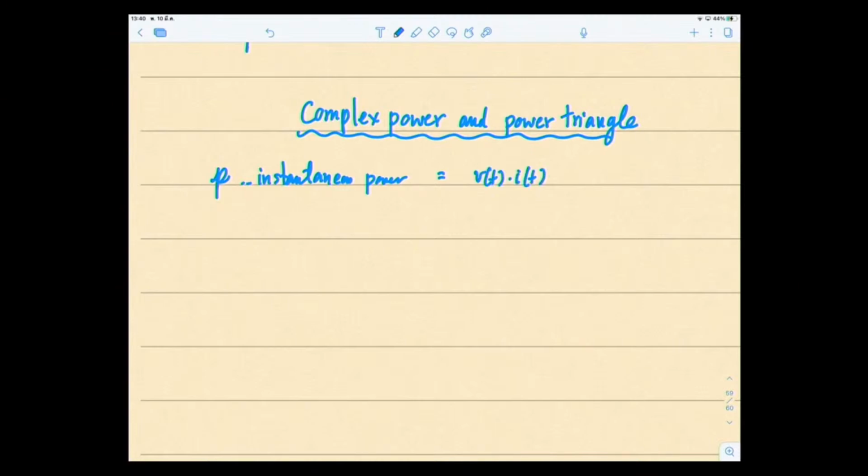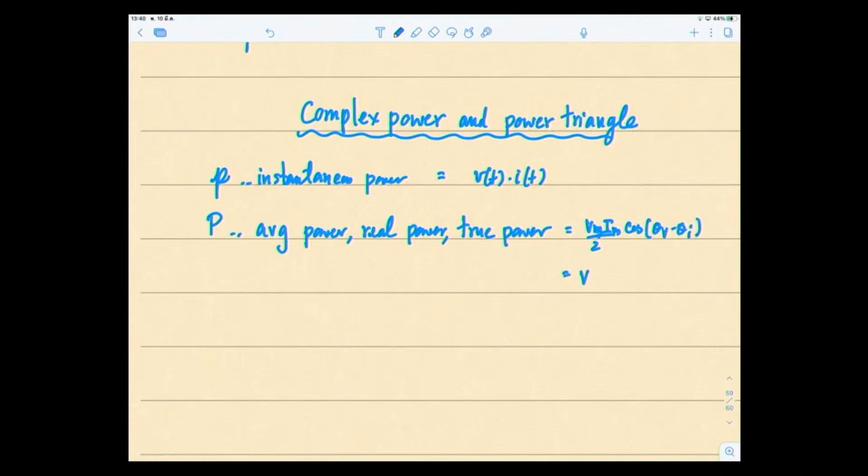We have defined average power. Some books call it real power, some call it true power, which is equal to Vm Im over 2 cos(theta V minus theta I), or equal to Vrms Irms cos(theta V minus theta I).